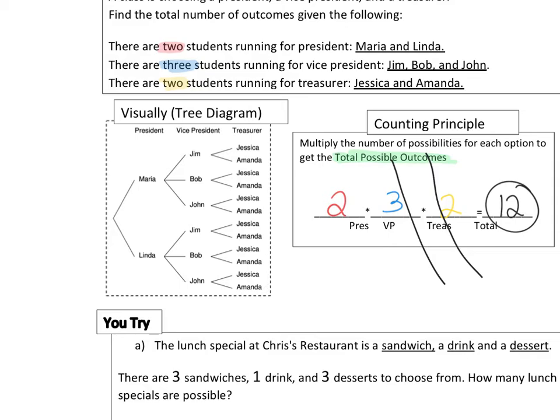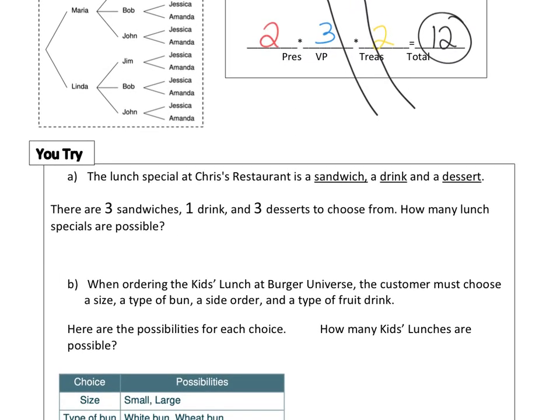Now you try. The next one says the lunch special at Chris's restaurant is a sandwich, a drink, and dessert. There are 3 sandwiches to choose from, 1 drink to choose from, and 3 desserts to choose from. How many specials are possible? Again, we take those options and multiply them. We've got 3 sandwiches times 1 drink times 3 desserts. So 3 times 1 times 3 is 9 total possible specials.